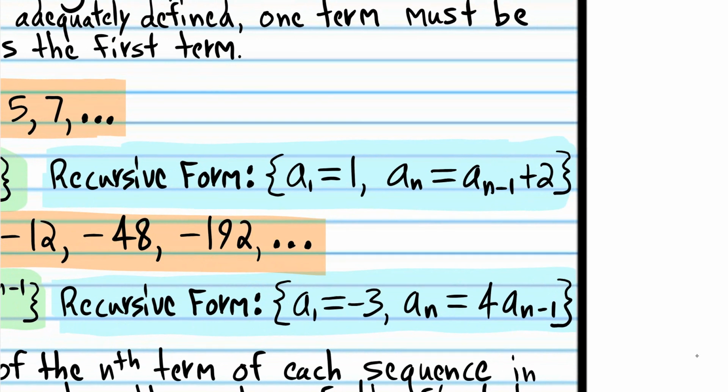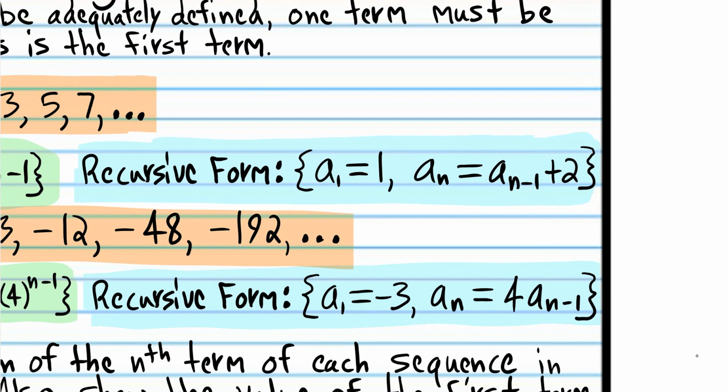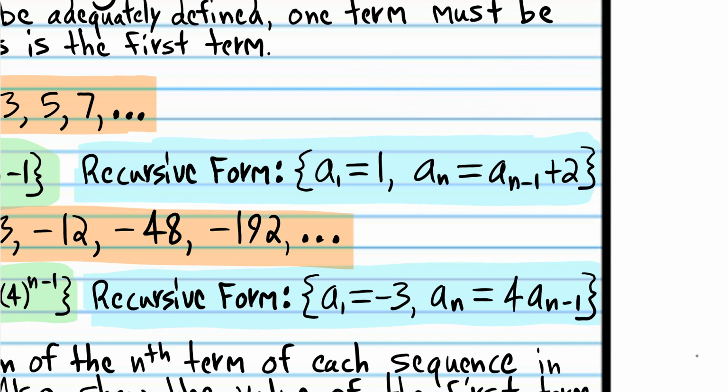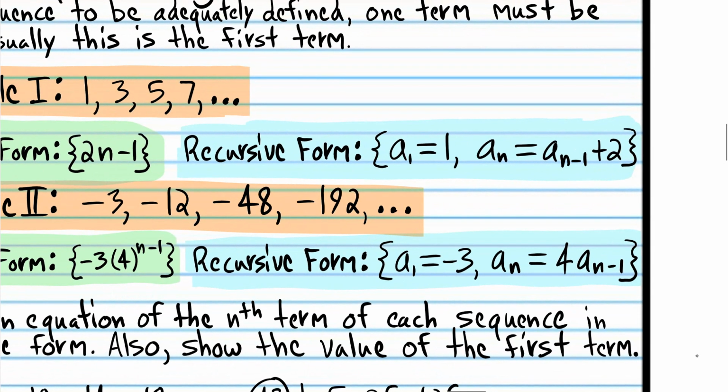So a subscript n minus 1 is the previous term. Now, be aware this is a subscript, so don't be confused by that. a sub n minus 1 is one number. That's all one number. And a sub n is one number. So again, if you want to find a term in the sequence, you take the previous term and add 2 in this particular case, because we're adding 2 to get each term.